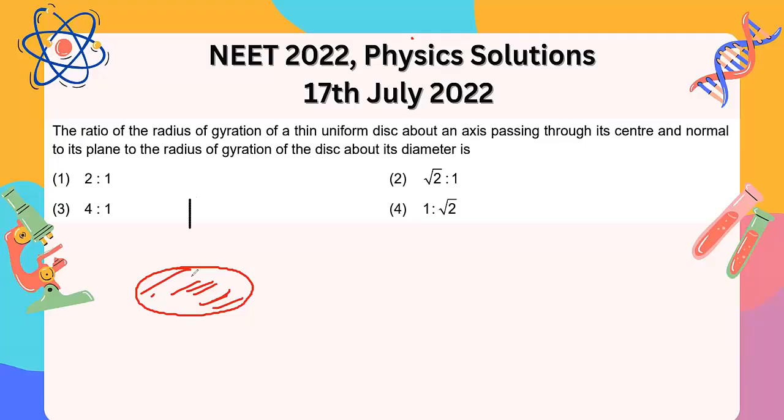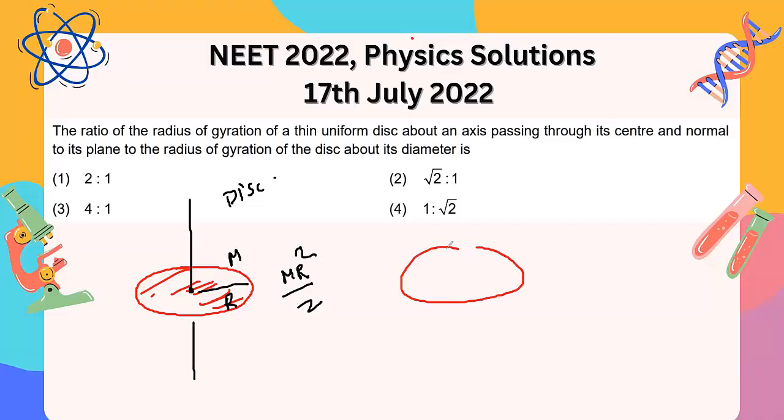So about this axis that is perpendicular to the plane, this black axis here, if the mass is m and the radius is r, the moment of inertia is mr square upon 2 for the disk, right? And if we have to find the moment of inertia of that same disk about an axis that is the diameter, this axis is in the plane of the disk, right? It is in the plane of the disk. So we'll have to use the perpendicular axis theorem.